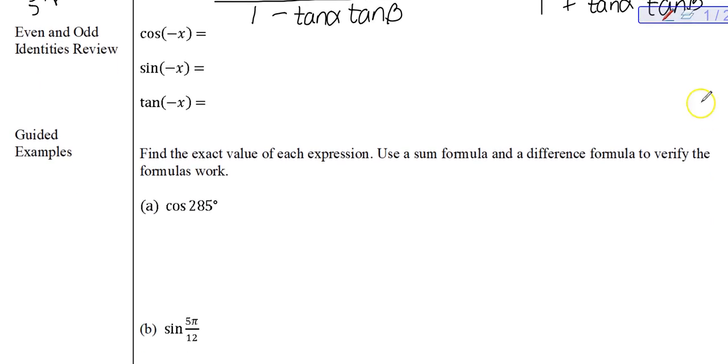Okay, moving on to just an even and odd identities review. I'm going to color code. I'm going to do the even identity in red and the odd identity in blue. You don't have to do that if you don't want. You could just label them even and odd if you want to.